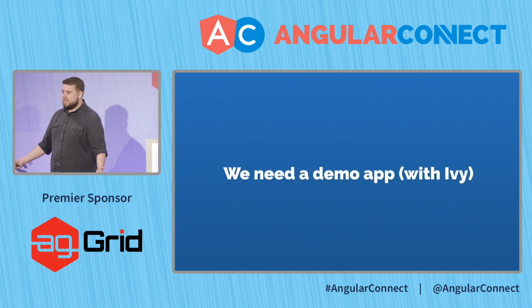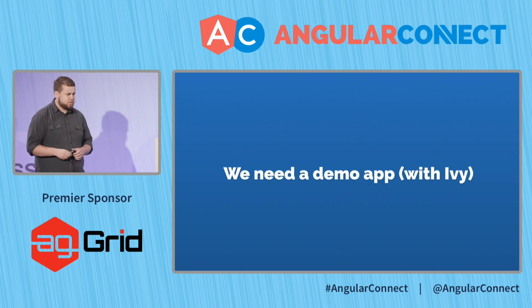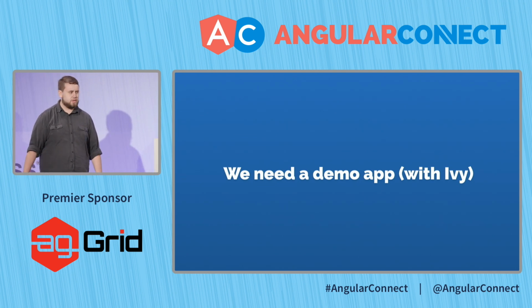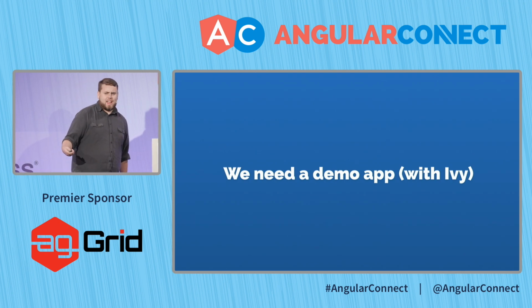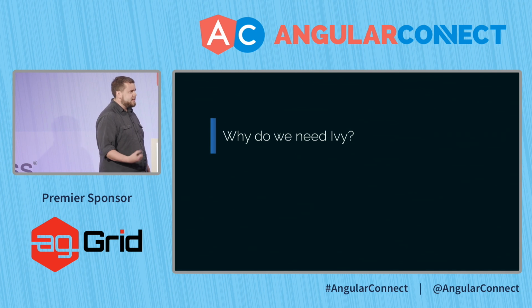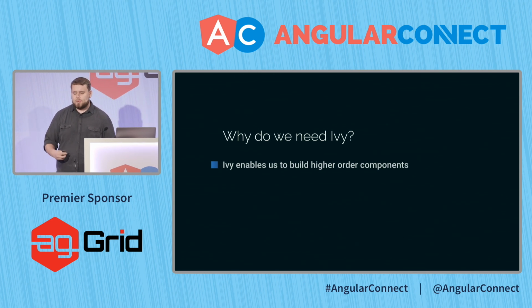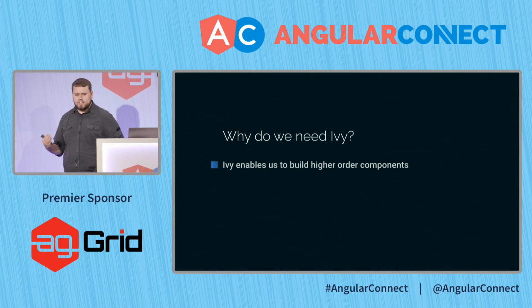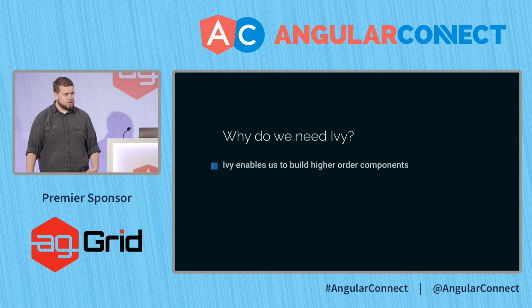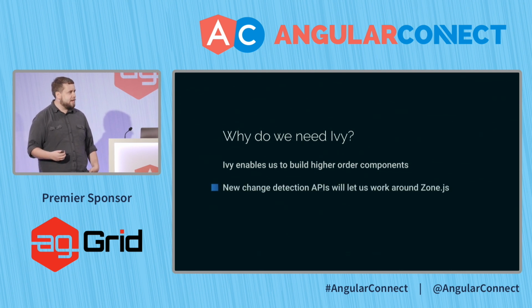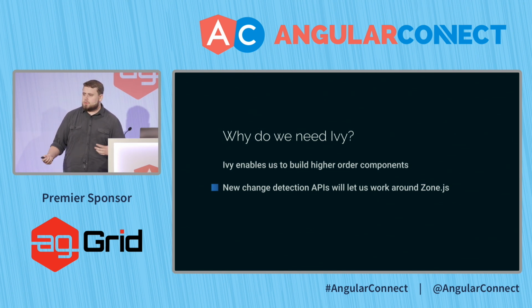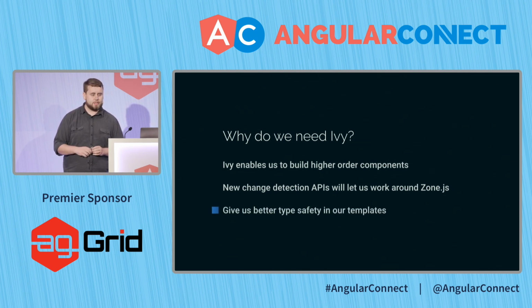Well, first, we're going to need a demo app. As an open source library developer like yourself, you're going to need something to actually tinker with and play around with. And I want this demo app to actually use Ivy, because there's a few interesting things that Ivy is going to give us when we go to try and build this. First, Ivy is going to enable us to build something called higher order components. We'll get into those in a minute, but the idea is that we'll be able to inject custom behavior into our Angular components. Ivy also has new change detection APIs that will make it just a little bit easier to work without Zone.js. And since we're talking about binding state into our template, it's going to be really great that Ivy is going to give us improved type safety in our template.